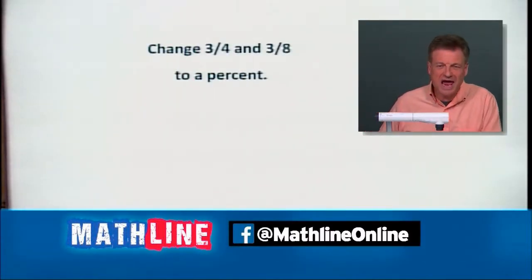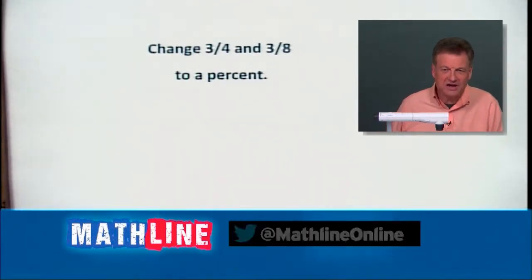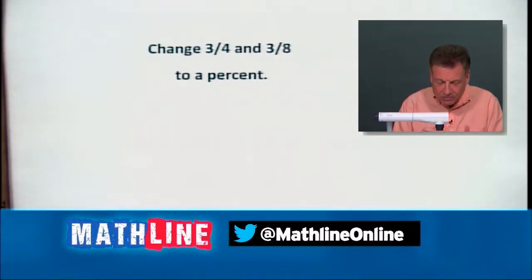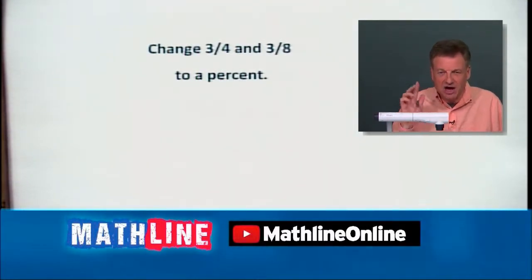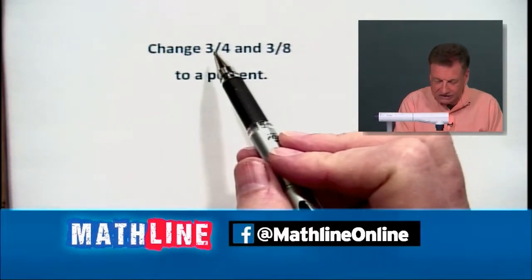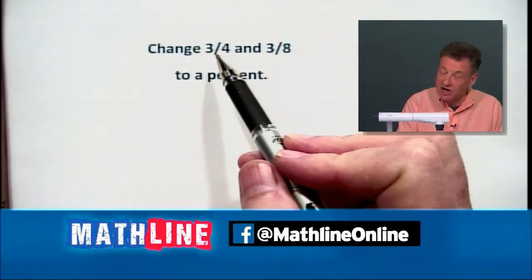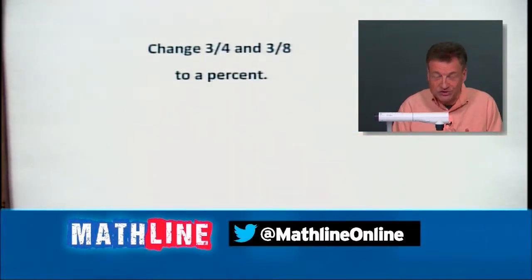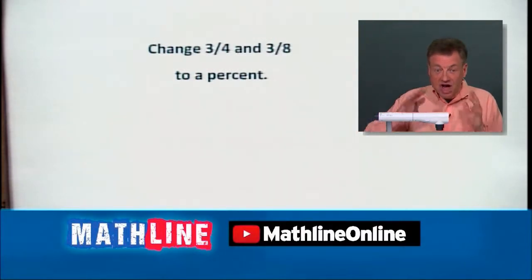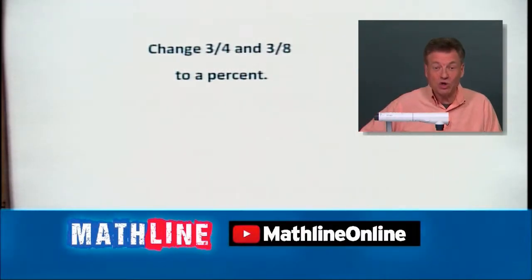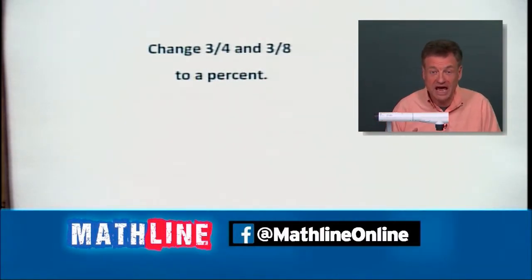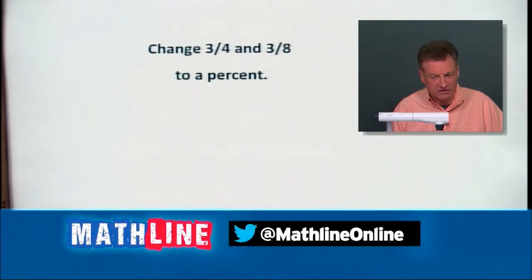It says we're going to change 3/4 and 3/8 to a percent. Now this is just two separate problems, all right? We're going to look at two separate situations and a couple of ways we can work with this. Remember, you can write a fraction as a decimal, and you can also take that decimal and turn it into a percent. That, to me, is a great way of doing this. Another easy way is to set it up with a proportion and find our part out of 100. So let's see where we're going to go with all these good things.